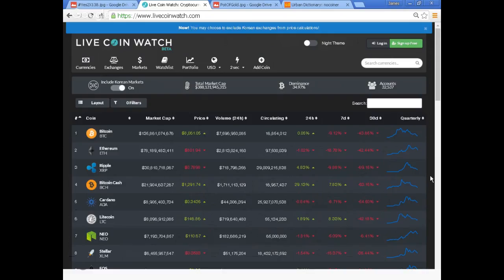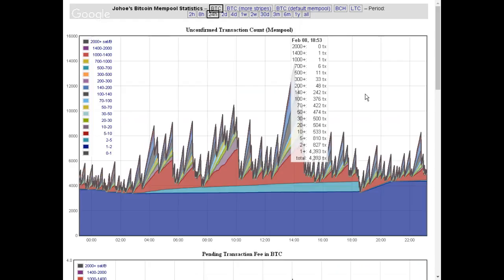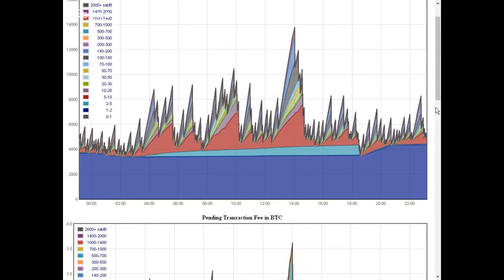All right, so let's go over the Bitcoin fees here. Let's go to Johoe Mempool statistics. Wow, this is amazing. Look at that. We're pretty low. I wish it would go down lower. I wish all this 1 Satoshi per byte fee would really disappear once and for all and get some fresh ones here. Or maybe they are fresh ones.